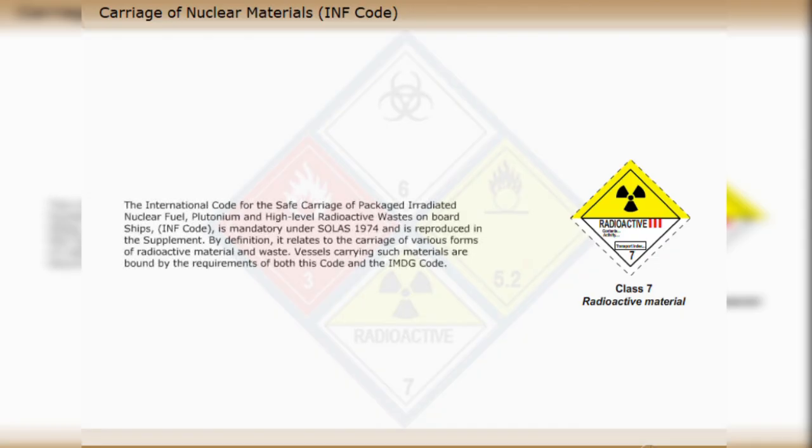The International Code for the Safe Carriage of Packaged Irradiated Nuclear Fuel, Plutonium, and High-Level Radioactive Wastes on Board Ships, or INF Code, is mandatory under SOLAS 1974 and is reproduced in the supplement. By definition, it relates to the carriage of various forms of radioactive material and waste. Vessels carrying such materials are bound by the requirements of both this code and the IMDG Code.